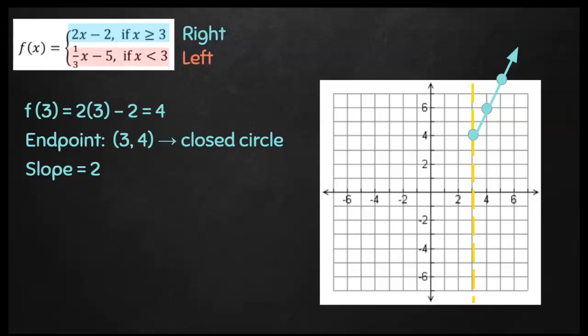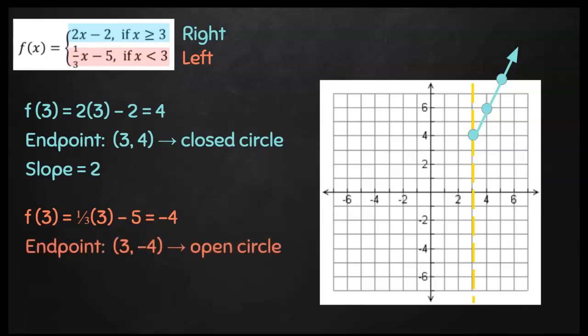Now I want to look at the second piece of my piecewise function. So I'm going to be looking towards the x's that are to the left of that boundary line because x is less than 3. So let's take that 3, plug it into my function rule. I get a y value of negative 4. So that endpoint is going to be at 3, negative 4. I will have an open circle there.